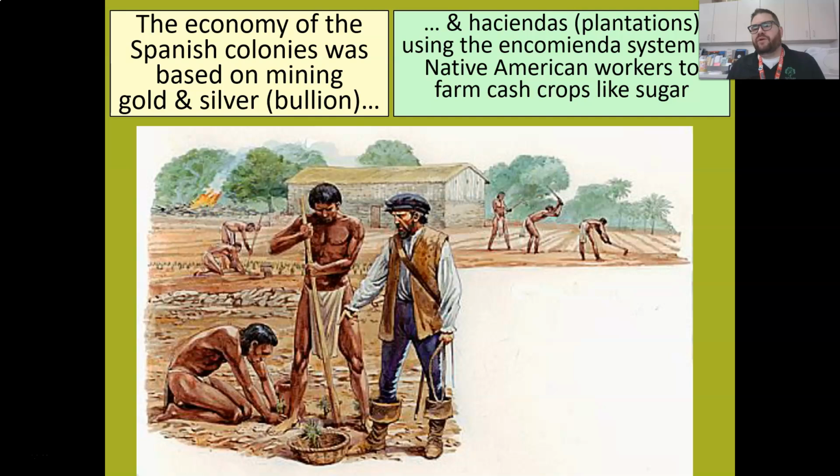And then we would also see what were known as haciendas, very, very large plantations and farms that would use what's called the encomienda system, a very unfair system where Native American workers would work to farm and grow cash crops like sugar. Sugar and sugar growth and development will be one of the main areas that Spain begins to make a lot of money from farming and agriculture. And Spain will use Native Americans to achieve this, and it very negatively impacts the Native American cultures and societies.